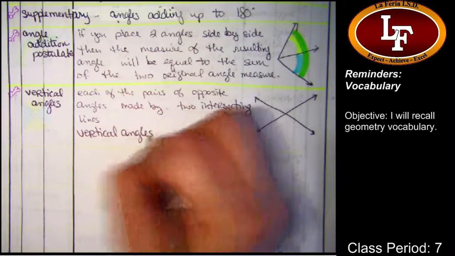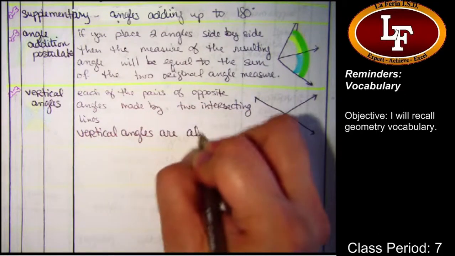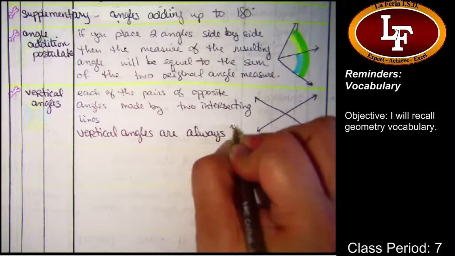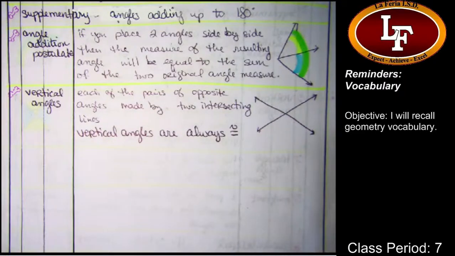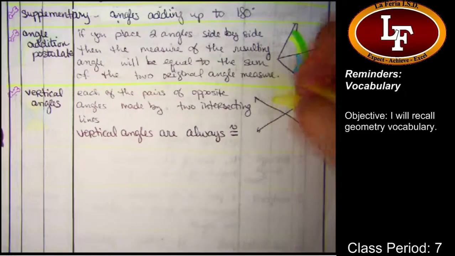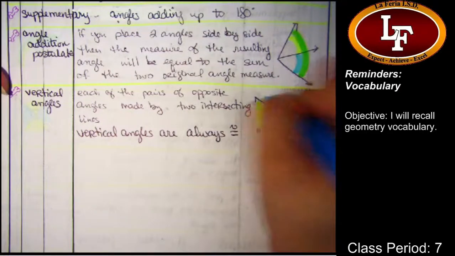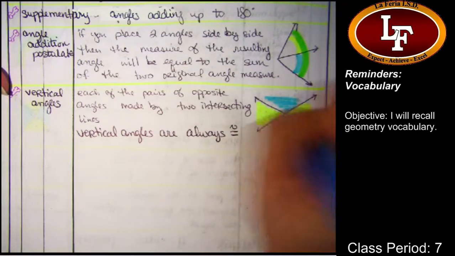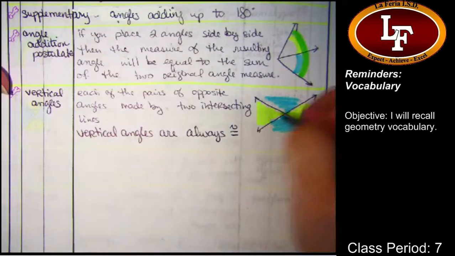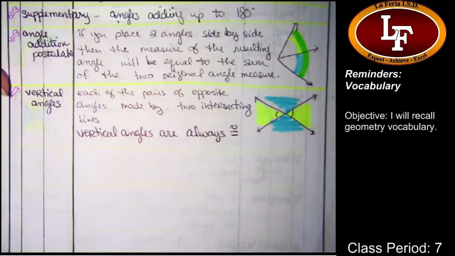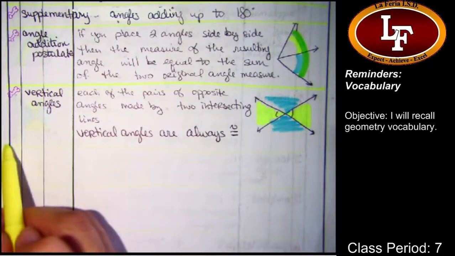Vertical angles are always congruent. I'm out of room, so is it okay if I write the symbol for congruent instead of the word? That'd be okay with you? Okay. So the vertical angles are going to be like this pair, or this pair. And they're congruent. Awesome. Lovely.